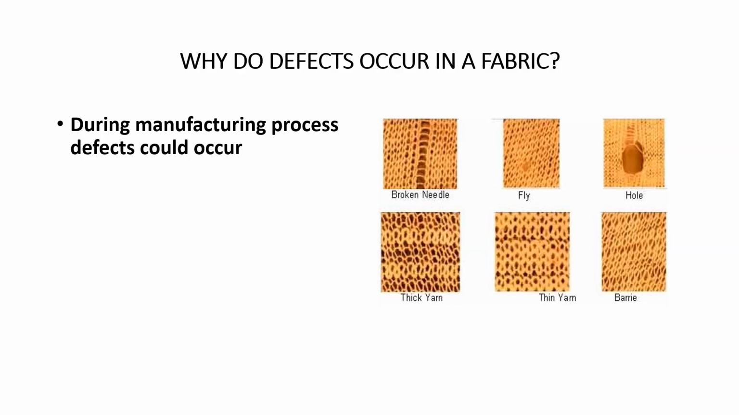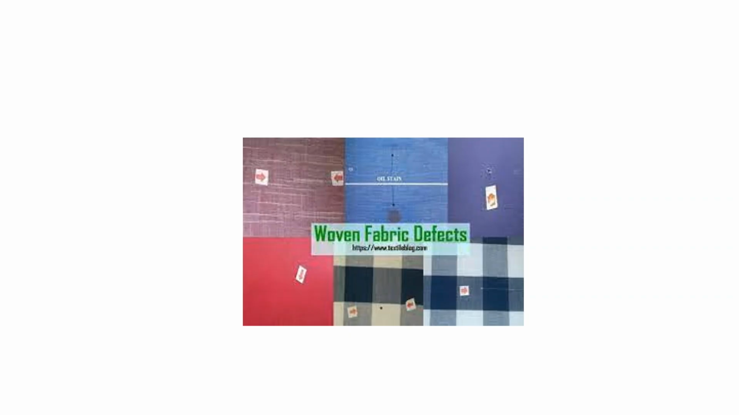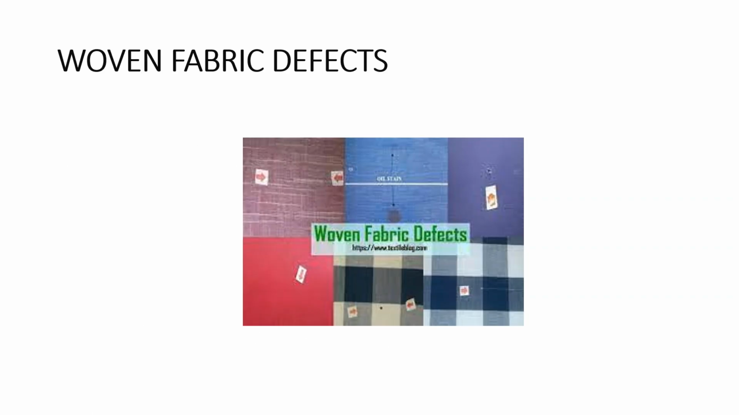But yes, in the fabric manufacturing process, defects do occur due to certain normal variations in the raw material, variation in the machines, or the efficiency variations between different persons who are engaged in the operations. We cannot avoid the defects being generated. Now let us see, students, when you are talking about the defects, let us first see different woven fabric defects.